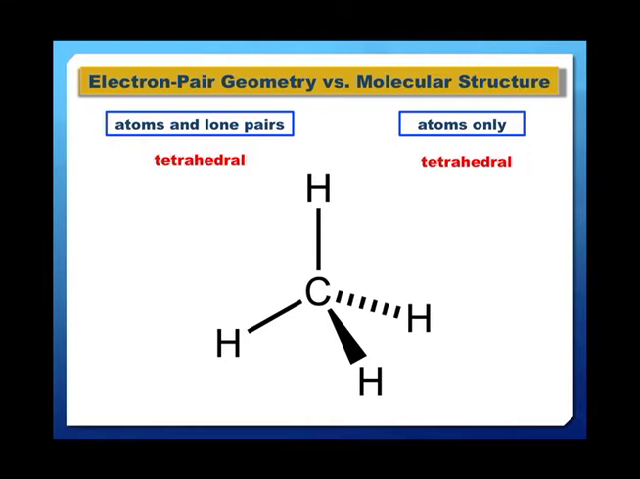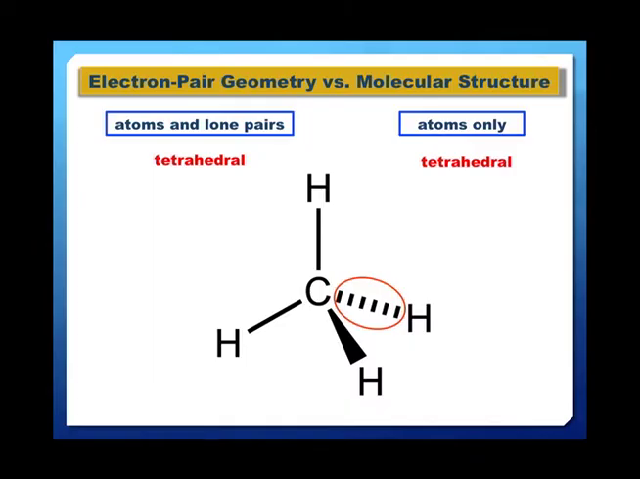When we use this notation, the wedge bond implies that the atom is coming towards you, or is closer to you than the plane of the page or the screen. And the dashed bond implies that the atom is going away from you, or is farther away than the plane of the page or the screen.